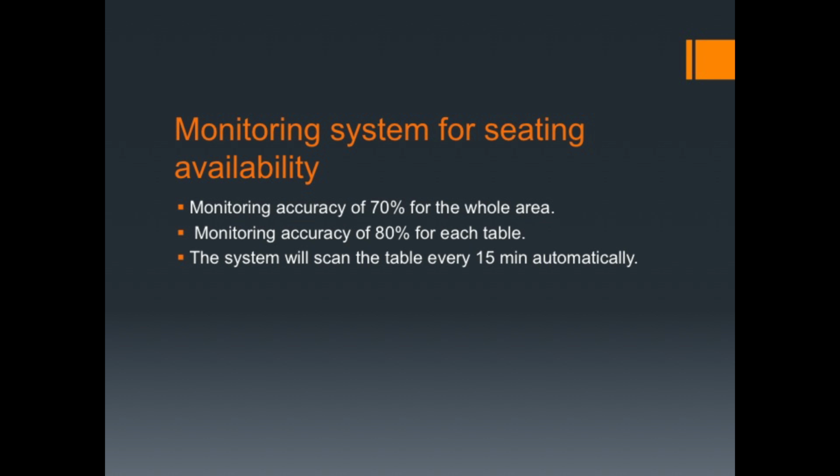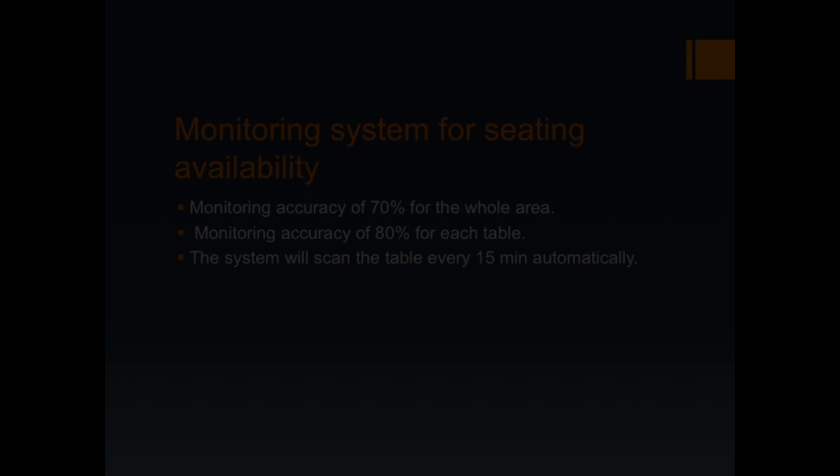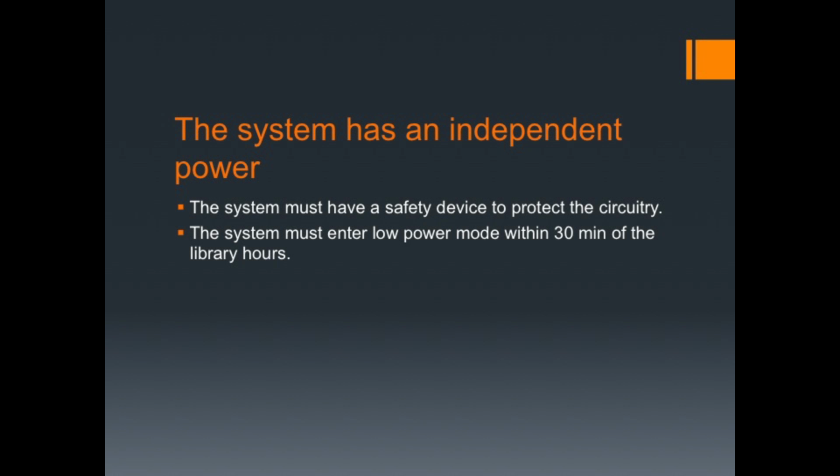We developed our unique engineering requirements based on the 5 customer requirements. The first customer requirement is having a monitoring system for seating availability in the Valley Library. Based on that, we came up with the system should monitor the occupancy of the entire area at 70% accuracy and each table at 80% accuracy. And the system will automatically scan the table every 15 minutes to check the availability of the table and update the status.